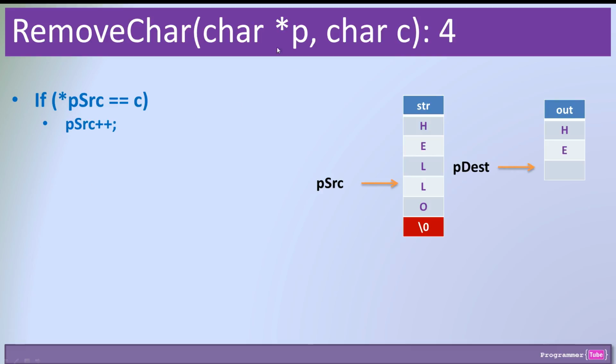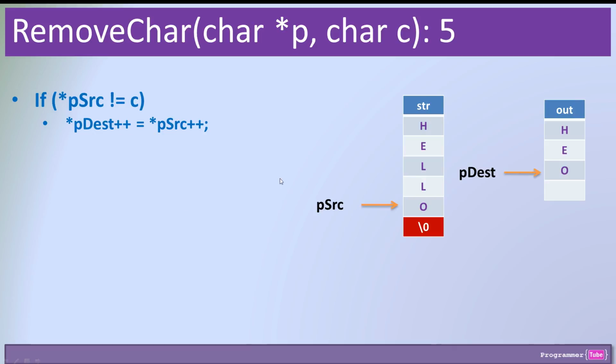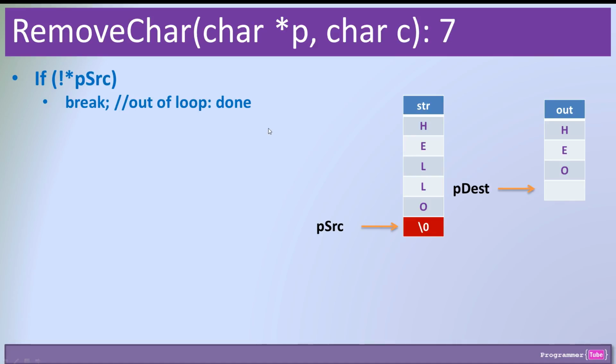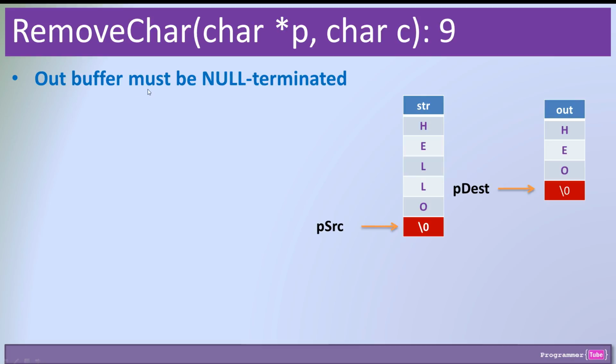As a result, our p source pointer is now moved ahead. Again, we encounter the same character. In this case, we say p source plus plus again, move to the next one. And now here, since the content is not the character we want to remove, copy it over and advance both pointers. At this point, we come to the end of our string by encountering the null terminating character. So what we want to do here is break out of the loop, and that's how we finish processing this string. However, there's one thing we need to take care of, which is that our output buffer has to be null terminated. In order to make it null terminated, we simply copy a null character at the end, because otherwise we will not have a valid string.